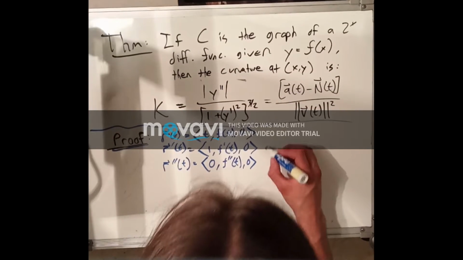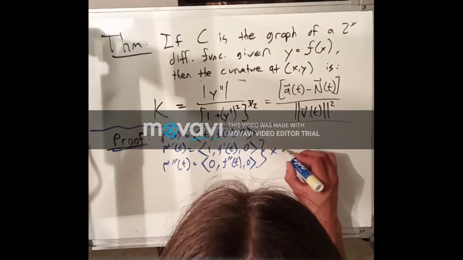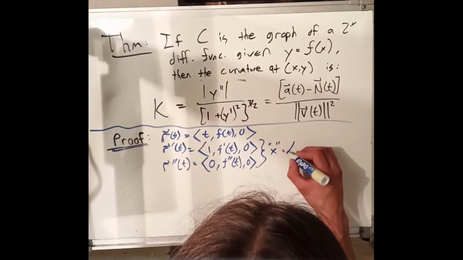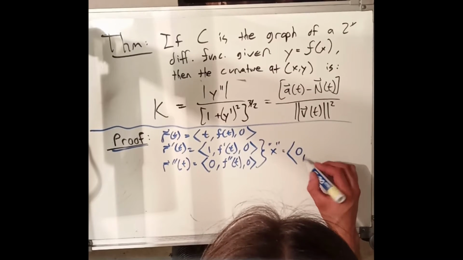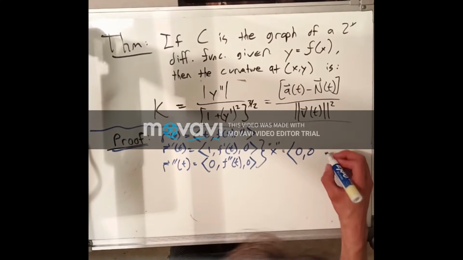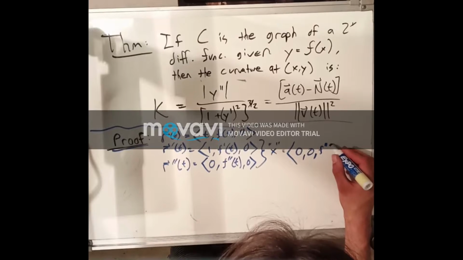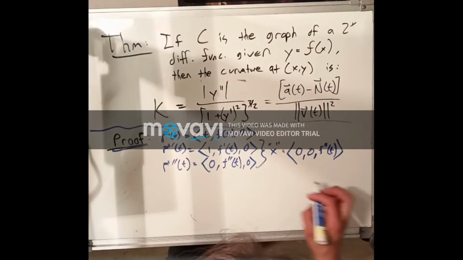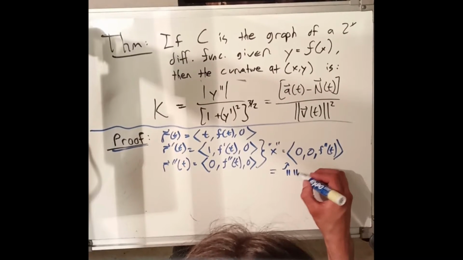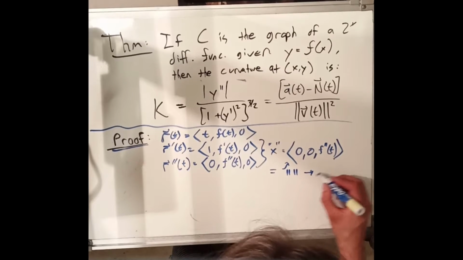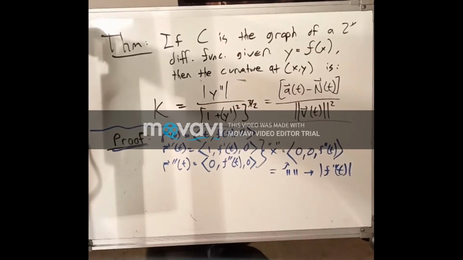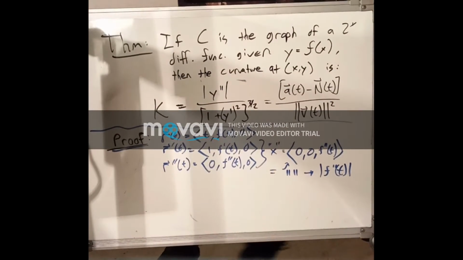So now, if we cross these two vectors, that is my shorthand notation, a little abusive notation. We'll see that we get 0, 0, and then f double prime of t. So if we take the normalization of this, we will get the absolute value of f double prime of t, which is exactly what we have found here since y is a function of x. This makes the proof true.